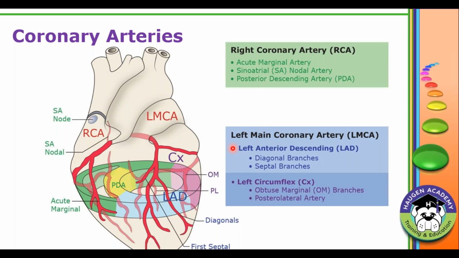And then for the left anterior descending, you have the diagonal branches. There can be 1 or 2 or more, depending on the anatomy of the patient, and the septal branches. And for the circumflex, we have the obtuse marginal. A lot of times we see those as the OM branches documented in the operative report.